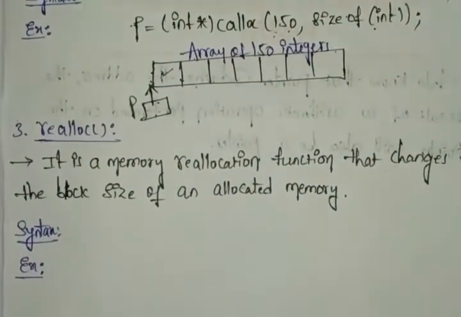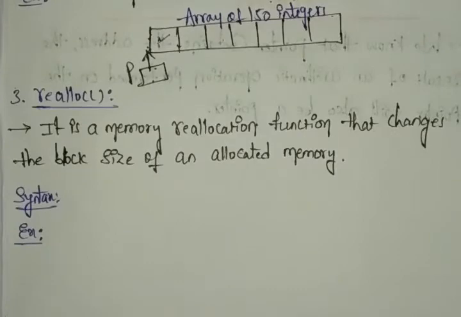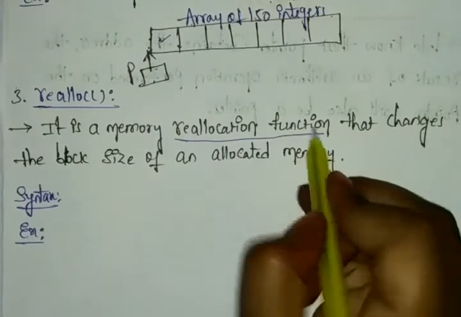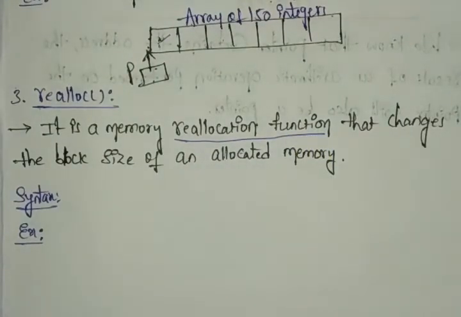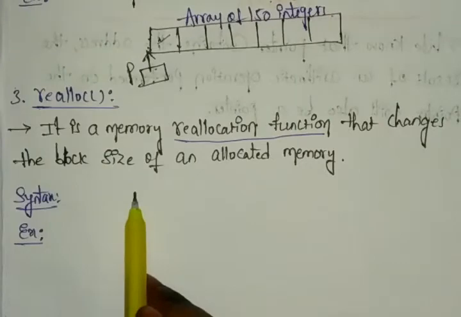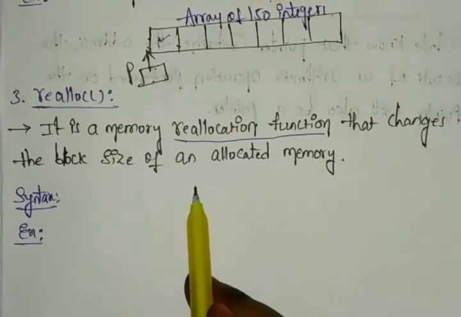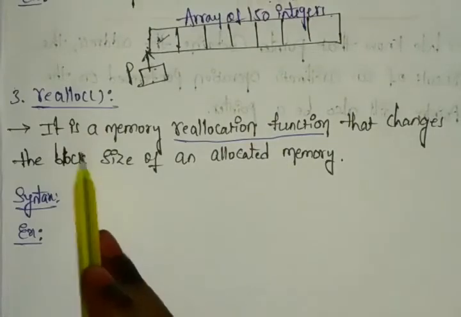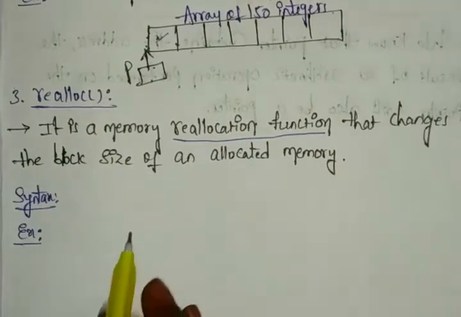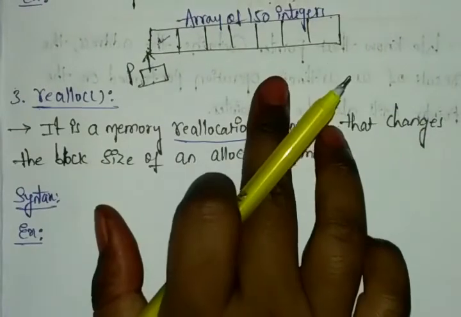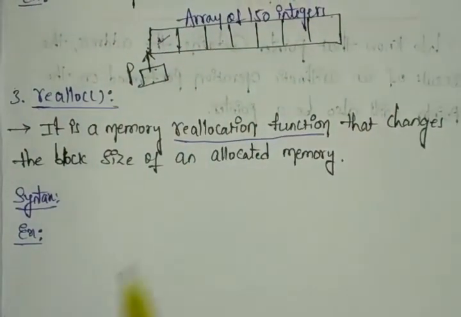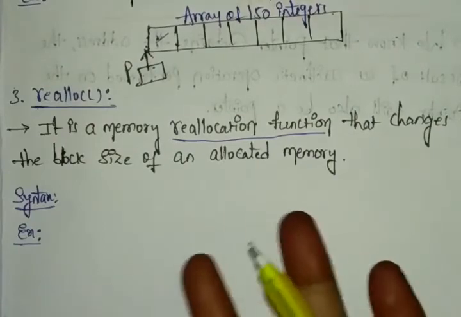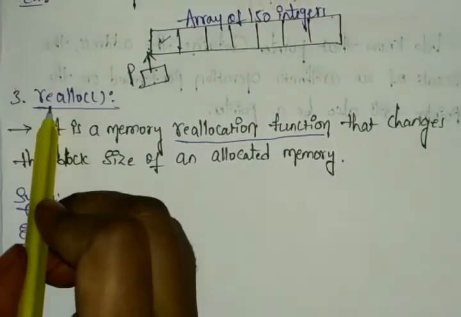And next, we have the third one, that is realloc. Realloc means the reallocation function. Whatever changes you have in the block size can be applied to this memory. For example, if you are deleting or extending the block size, that can be performed by reallocation. So you allocated 150 integers with calloc, right? But if we need to include 200 integers in that, then at that time you can use realloc.